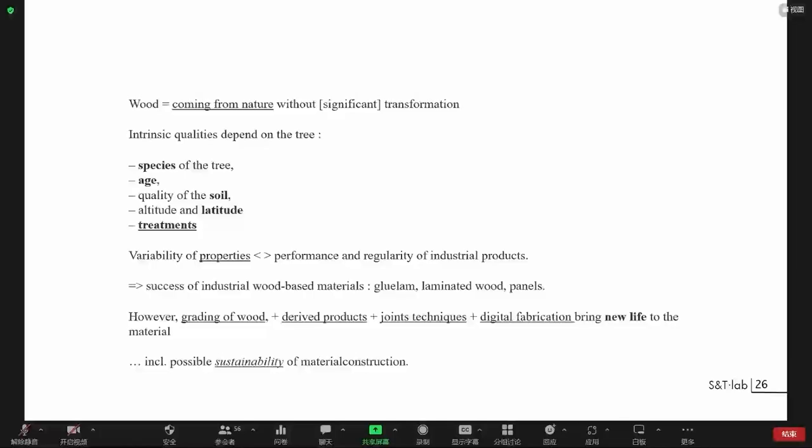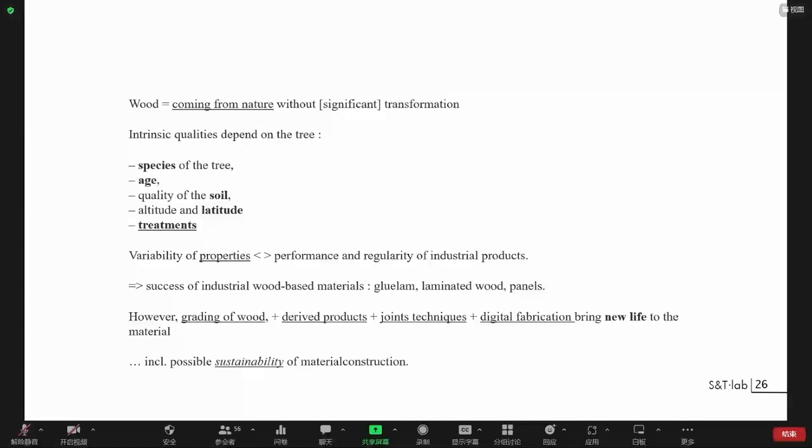Since this is a natural material, you have a high variability of properties. That is in contrast with most of the industrial projects we have. And this is why for a long time, this material has been disregarded by engineers and architects in industrial times. But also with specific strategies, with, for instance, wood-based materials such as glulam, laminated wood, and panels, a new kind of architecture based on wood-based material but produced by the industry will be reinvented.